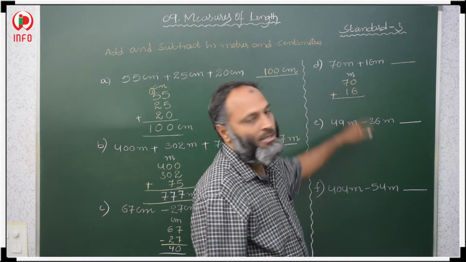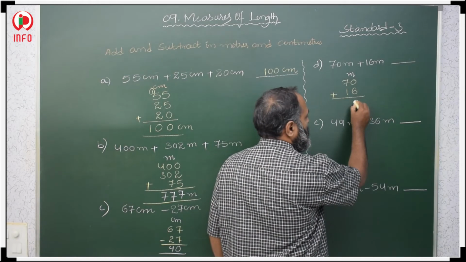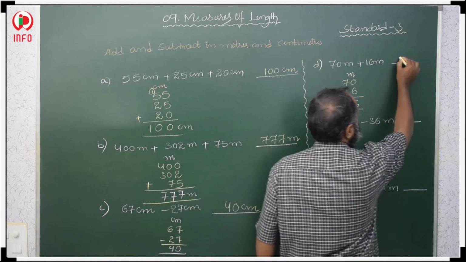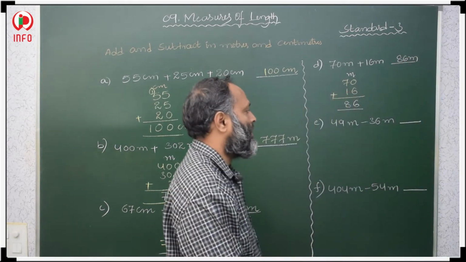0 plus 6, 0 plus any number is the number itself, that is 6. 7 plus 1 is 8, 86 meters, 86 meters is your answer.